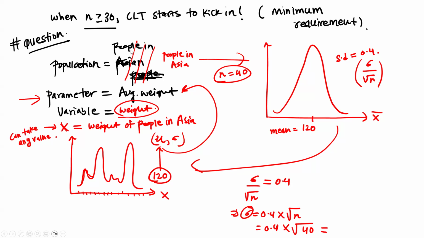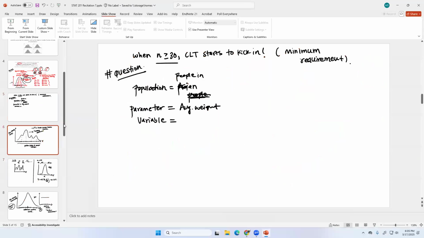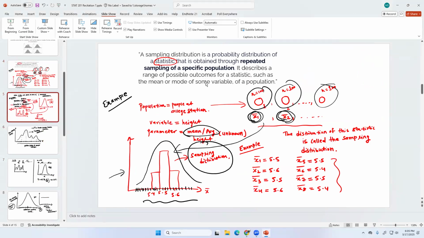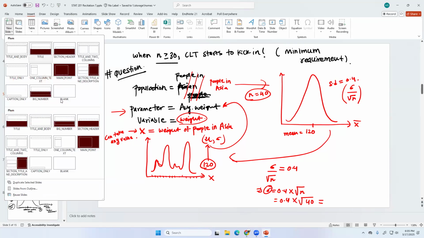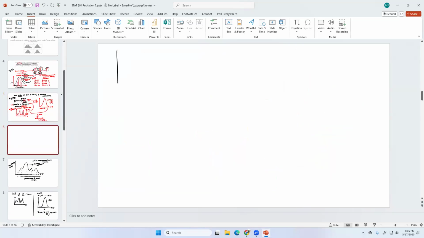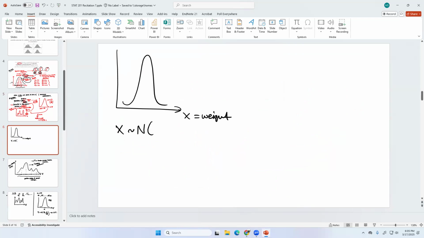Now, another thing is, you don't always need n greater than 30, okay? When you don't know the shape of your population, then you need n greater than 30. But if somehow you already knew that x was a normally shaped distribution, okay? Your population, your weight, was normal shaped. Your x is a normal with some mean and some standard deviation.